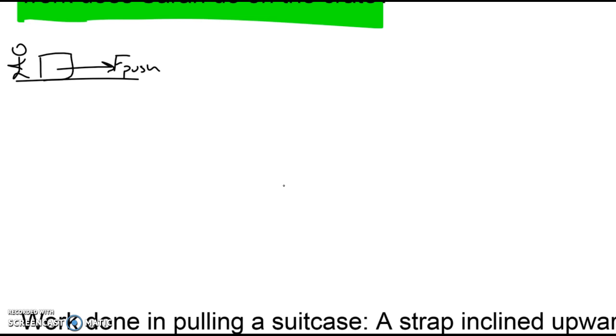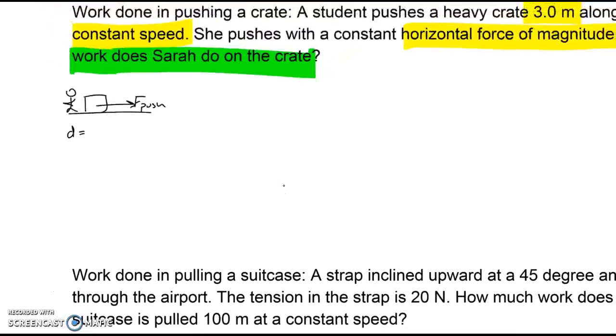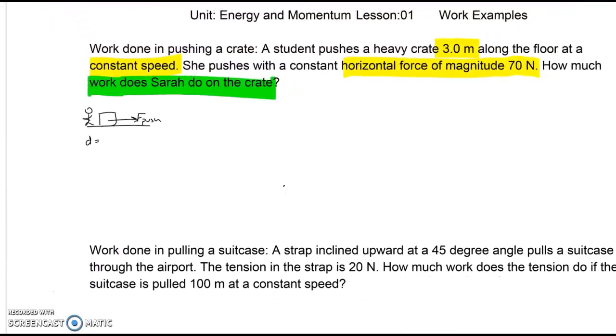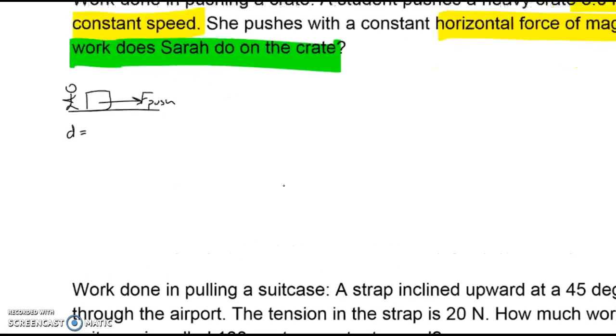So, listing what we know. From this problem, we're told that the distance that the crate goes is 3 meters, was it? Let me zoom out. Sorry for the zooming. So yeah, 3 meters, constant speed, force of 70 newtons.